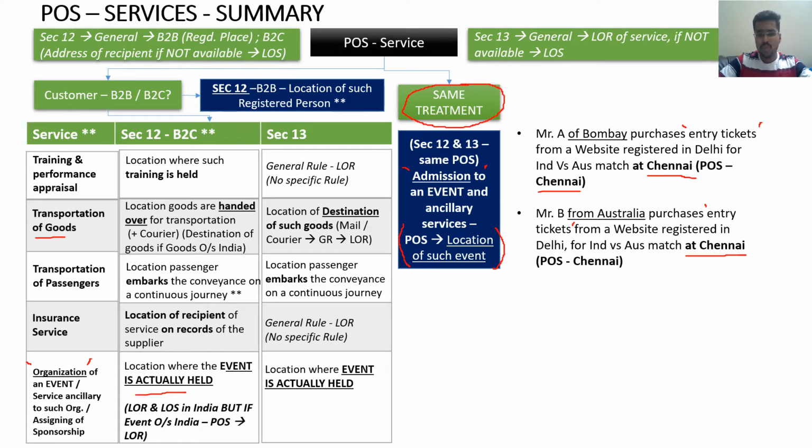So admission to an event has the same treatment in both section 12 and section 13. So the place of supply will be the same as what we saw in the above example, Chennai, right? The place of supply will be Chennai, even for an Australian fan. So whether the Indian fan or an Australian fan comes to the event, the place of supply is going to be Chennai because the match is happening at Chennai, right?